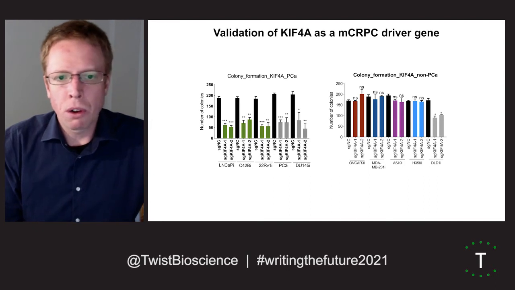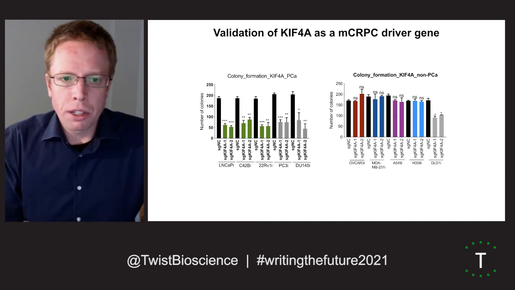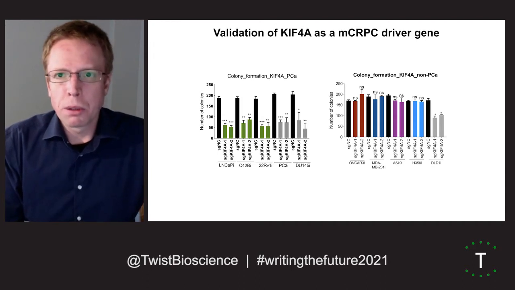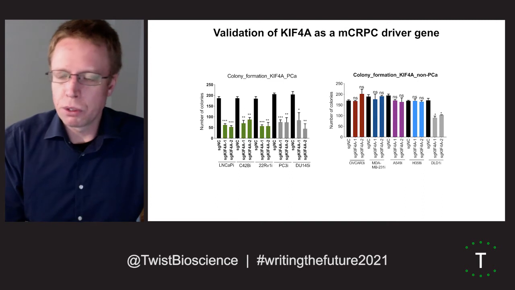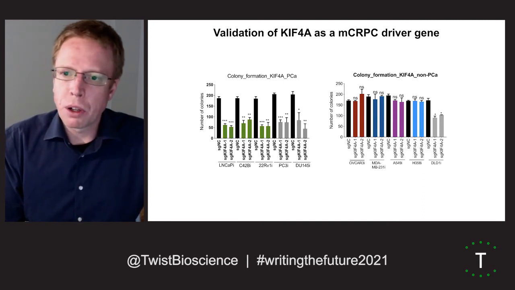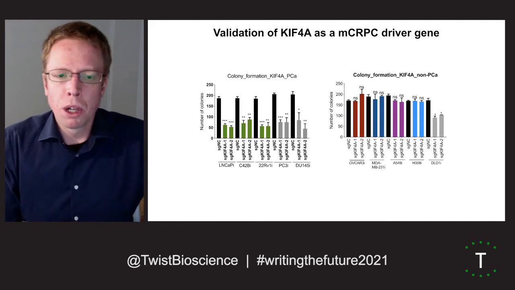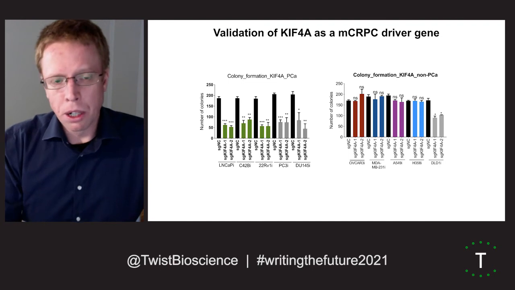And we can see that in all 5 of our prostate cancer models, both AR dependent in green and AR independent in gray, KIP4A is required for prostate cancer proliferation and survival. In contrast, 4 out of the 5 non-prostate cancer models, which are representative of a diverse set of tumors, showed no dependency on KIP4A at all. And so we think that this is reasonable validation that KIP4A is a relatively selective prostate cancer driver gene.